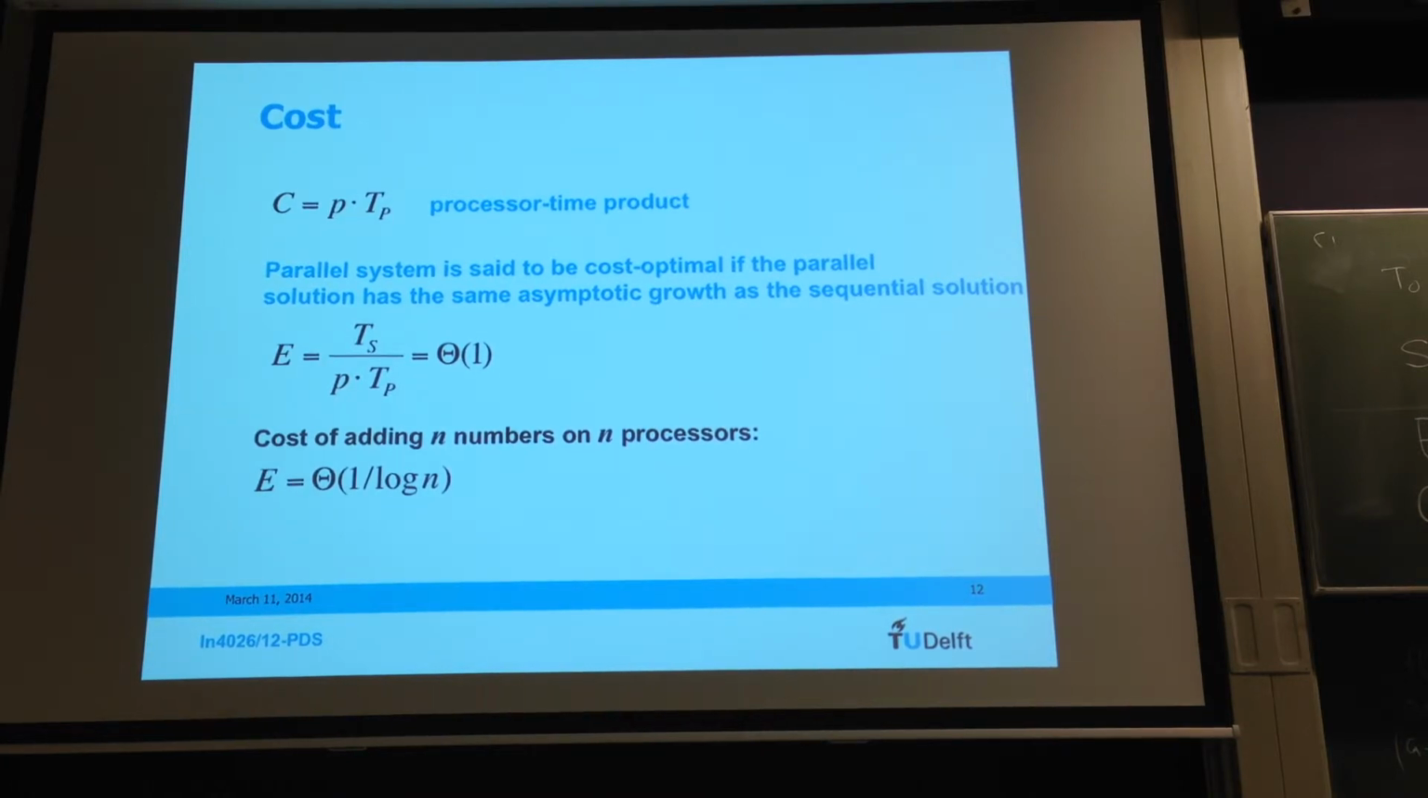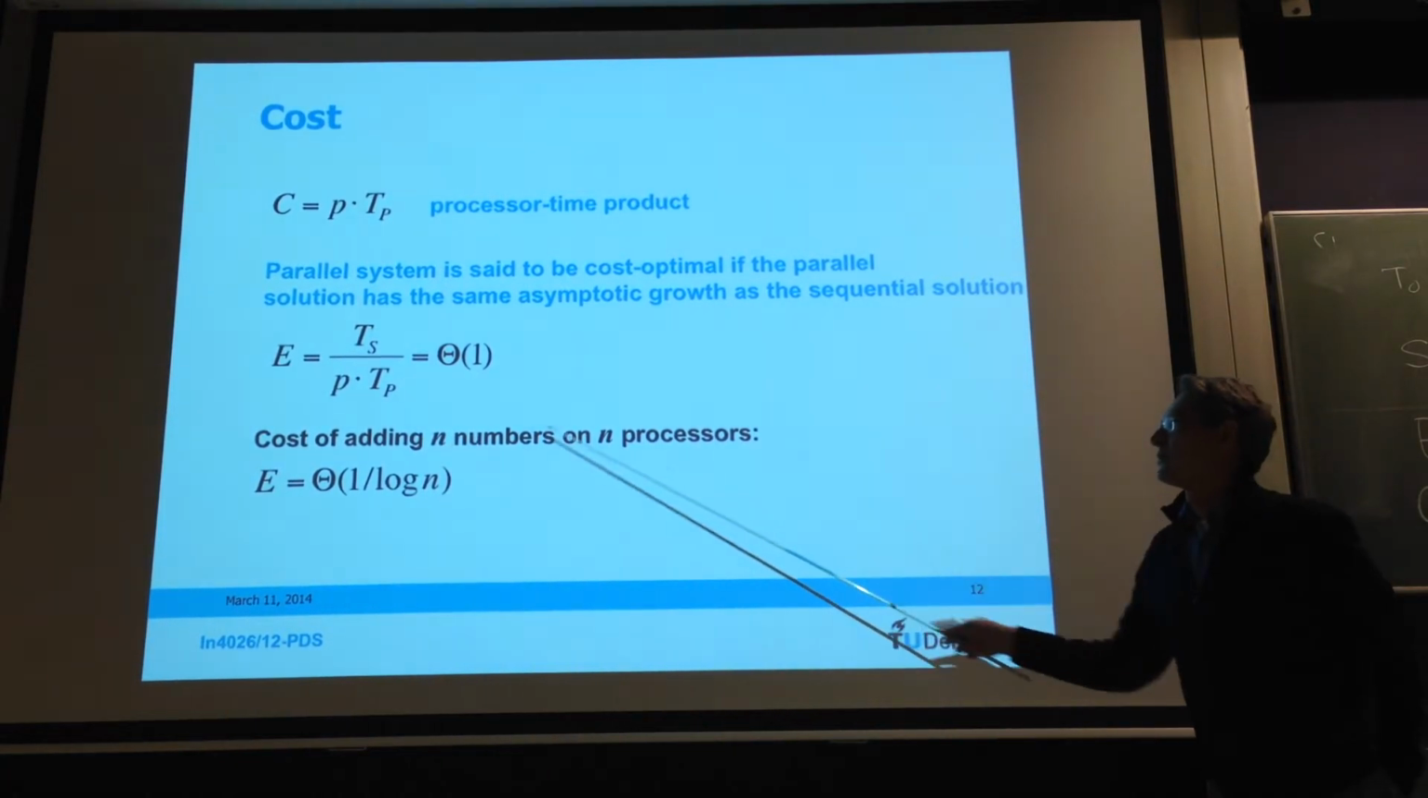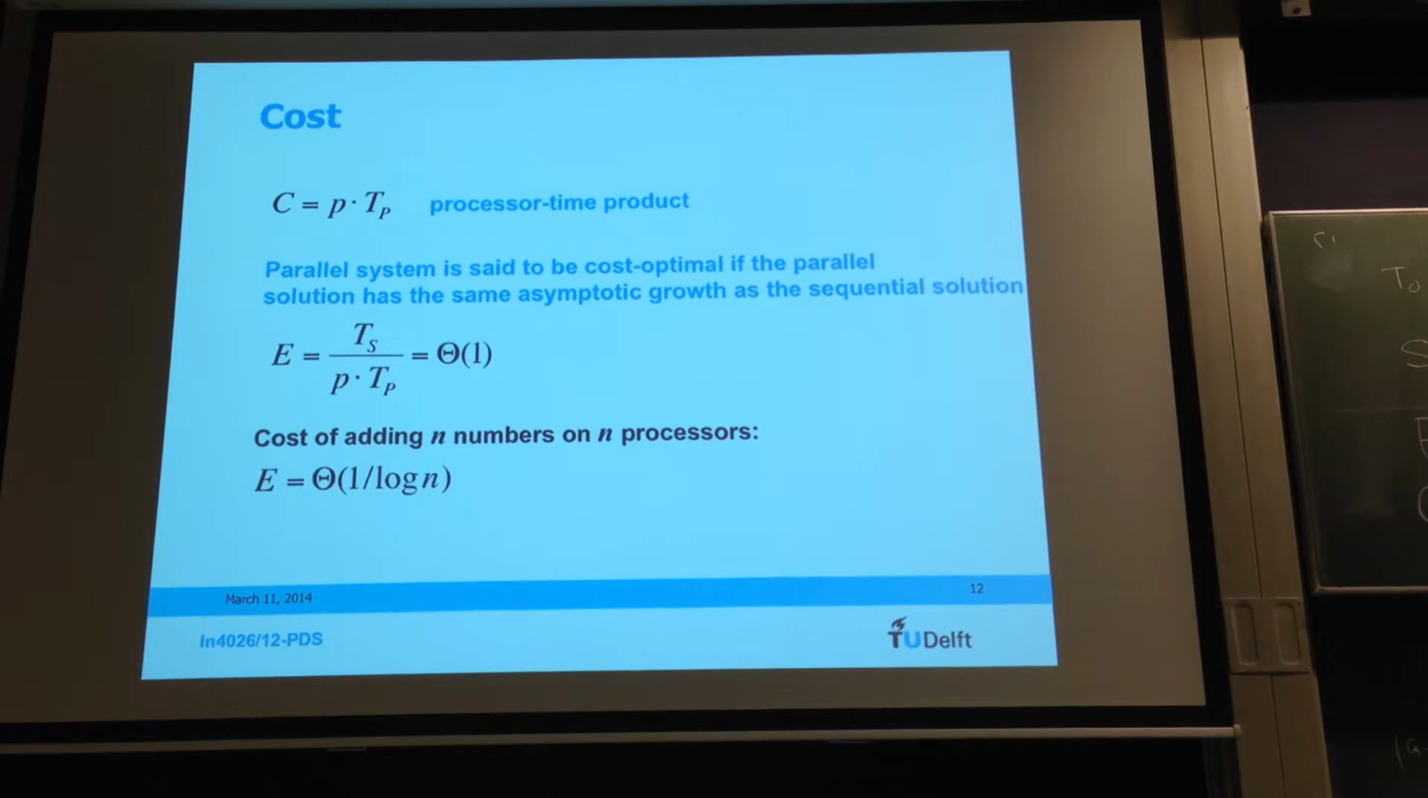Now, we derived that in the case of adding n numbers on n processors, the efficiency is 1 over log n. Now, what can we say about this? It's not cost optimal. It's not order 1. Order 1 over log n is not order 1. Now the question is, since reduction is an essential operation in parallelism, can we make it more cost effective in the definition sense as we have here?